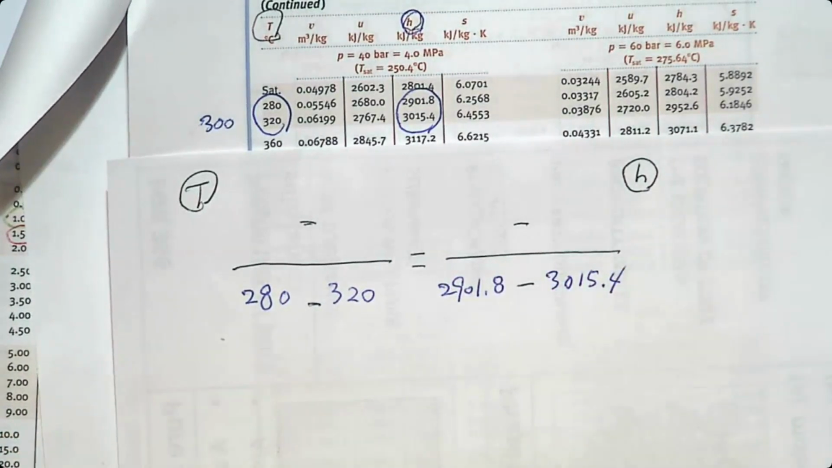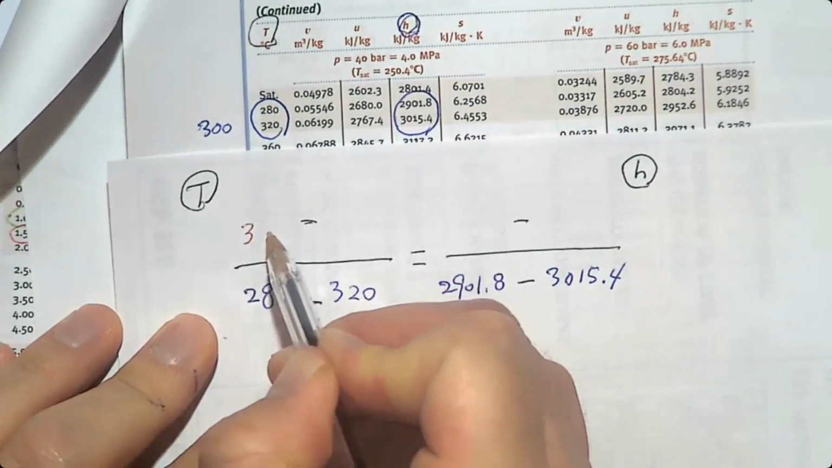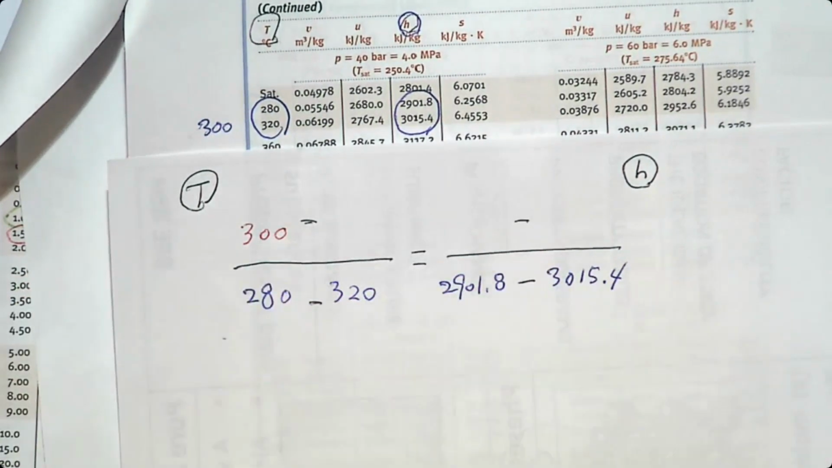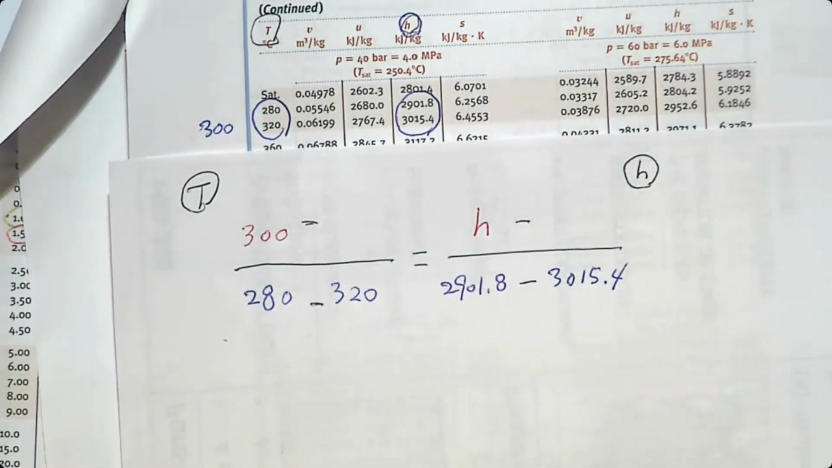Now we want to determine the unknown H at 300. So where is 300? I'm going to write 300 here. Then where is the unknown H? So 300 is the top left corner on the left-hand side. So on the top left corner on the right-hand side, we have the unknown H. If you solve this equation, you determine H.